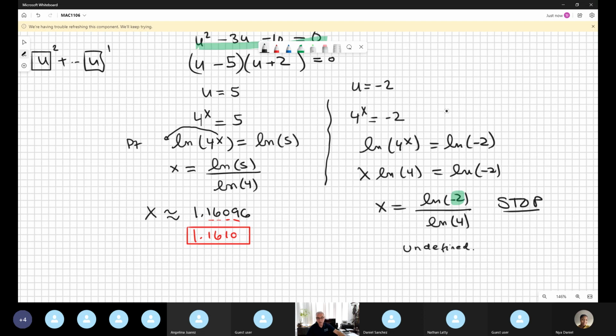You remember the domain for the logarithm function is only positive numbers and no zero. No zero, no negative, only positive. You see, logarithm of -2 is impossible. It's totally undefined. Therefore, that part does not provide any solution. No solution, that part. But the solution for the entire equation that we studied at the beginning is 1.1610, and that is the only solution.